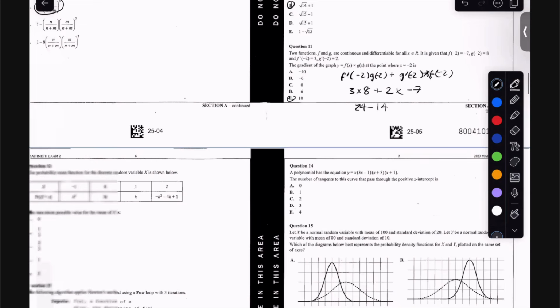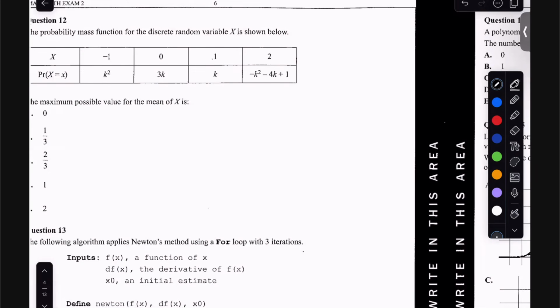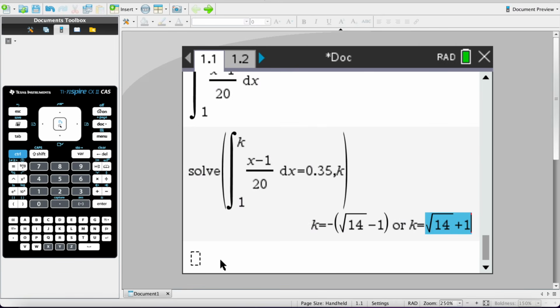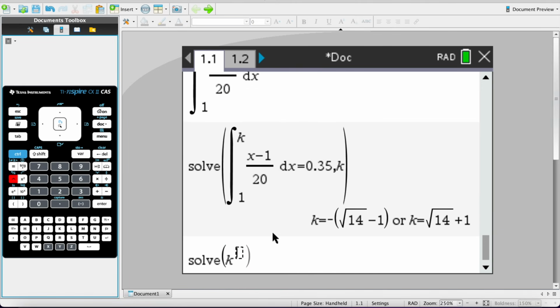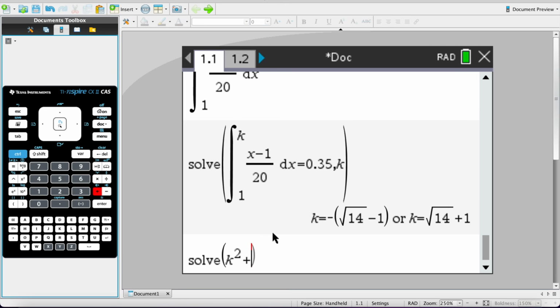Now here we've got the maximum possible value for the mean of x, or E of x. I predicted this question. Alright, so first of all we can solve for the value of k. So the sum of all of it is equal to 1: k squared plus 3k plus k, and then minus k squared minus 4k plus 1 is equal to 1, comma k.